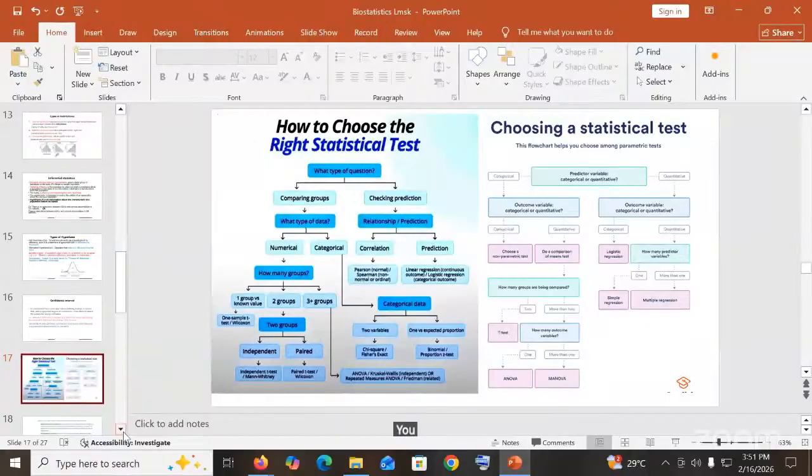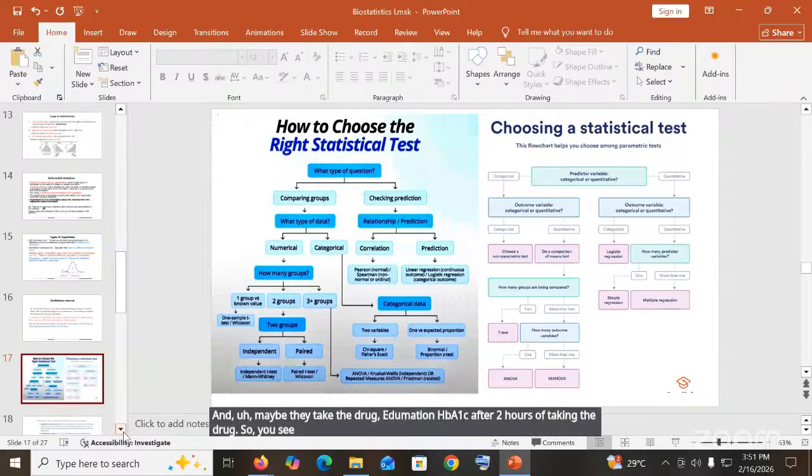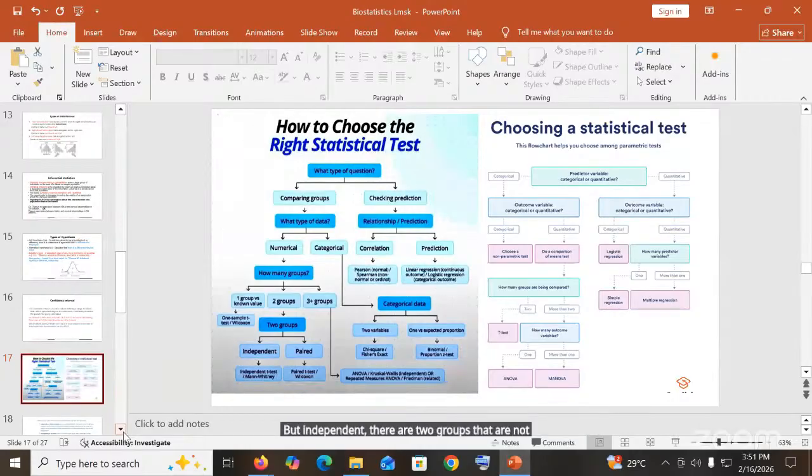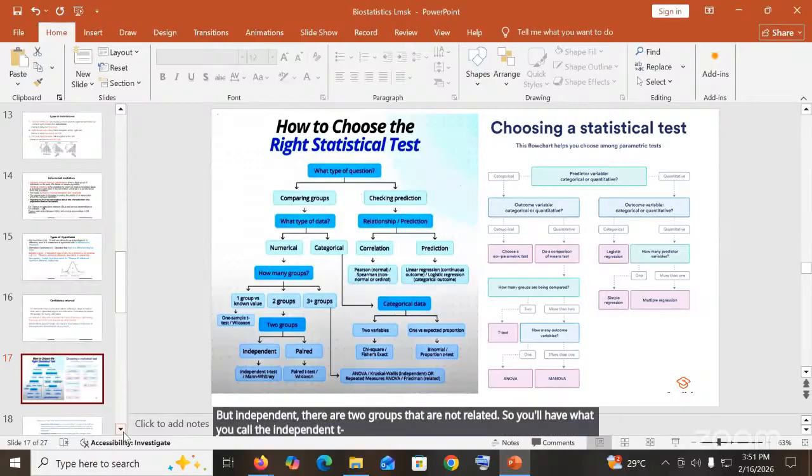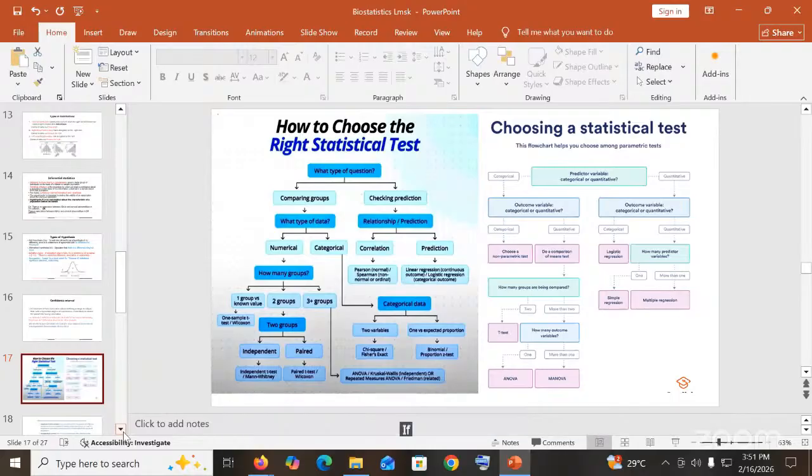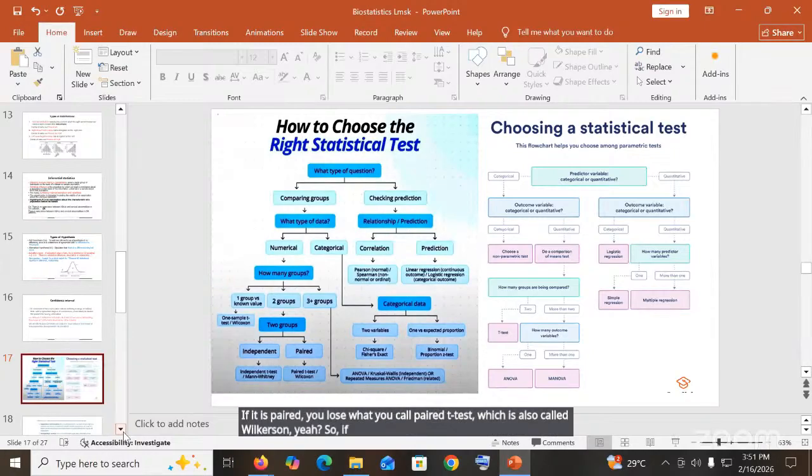You want to get HbA1c on a patient who has not taken a certain drug, and maybe they take the drug, and you measure HbA1c after 2 hours of taking the drug. So you see, this patient is paired because they have something before and something after. So it is related. But independent, there are two groups that are not related. So you'll have what you call the independent t-test. If you're doing a software check, you use the independent t-test or Mann-Whitney test. If it is paired, you'll use what we call paired t-test, which is also called Wilcoxon. So if you use that paired t-test, you will now give the correct results.